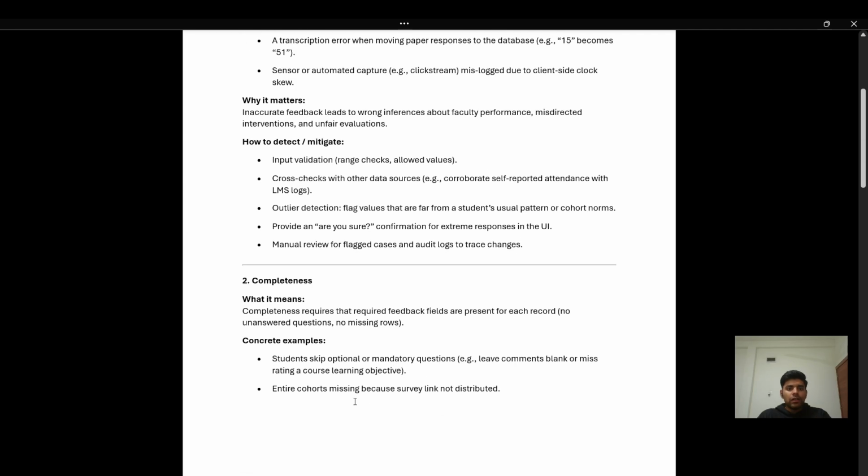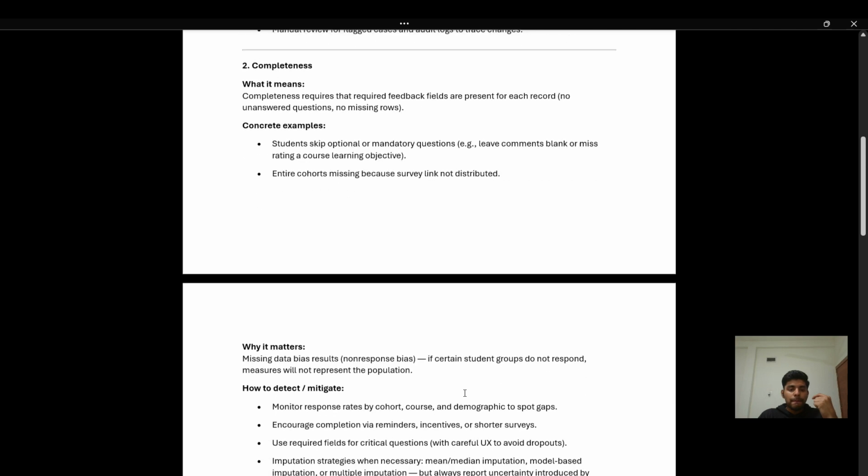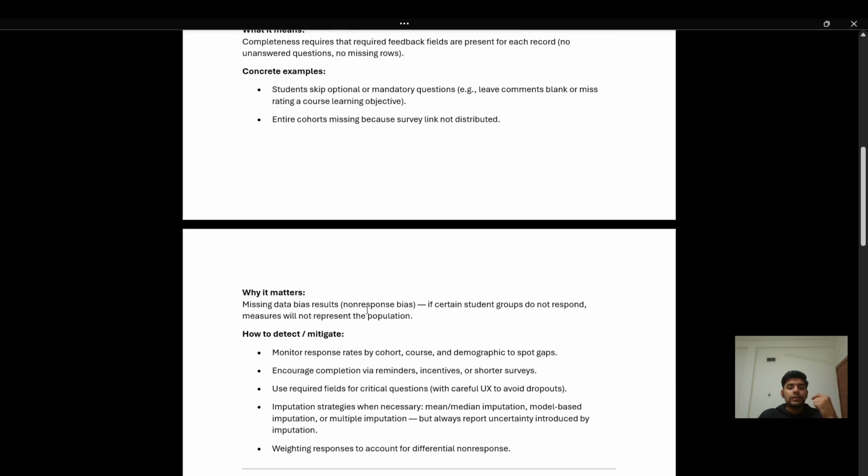Second one is completeness. What it means: completeness requires that feedback fields are present for each record. No unanswered questions, no missing rows. Concrete examples are students skip optional or mandatory questions, like leaving comments blank or not rating a course learning objective. Entire cohorts missing because the survey link is not distributed. Why does it matter? Missing data biases results, called non-response bias. If certain student groups do not respond, the measure will not represent the population.